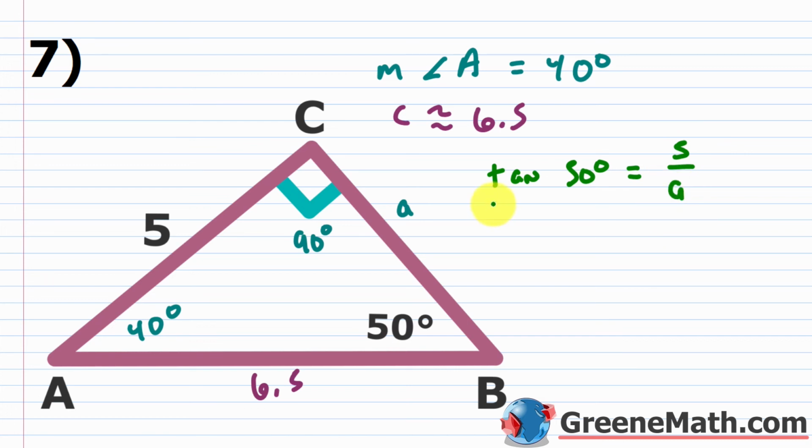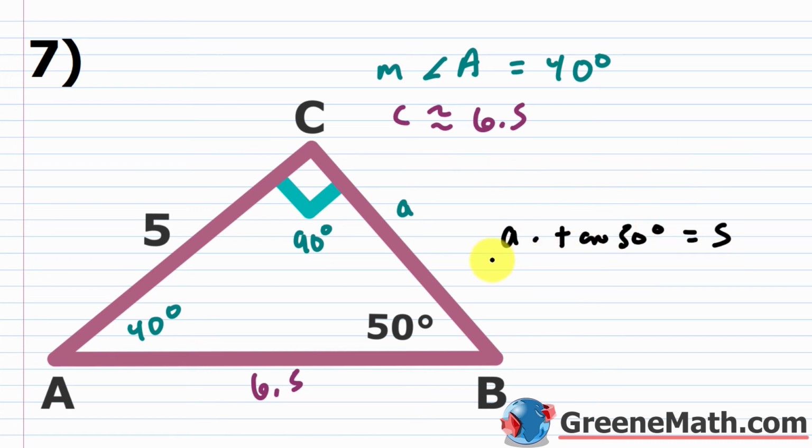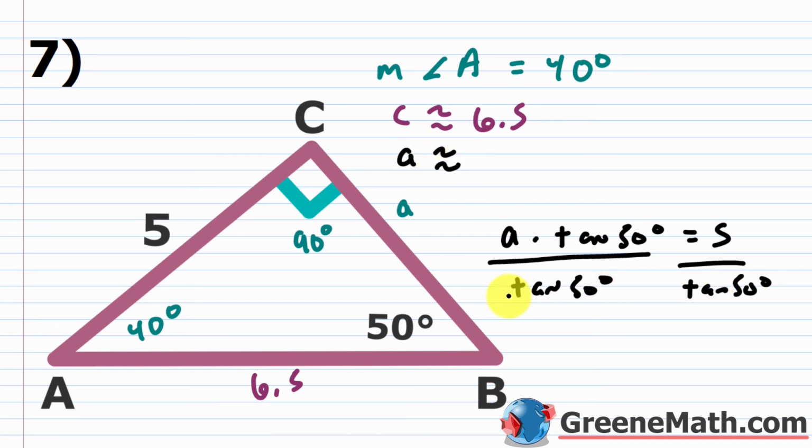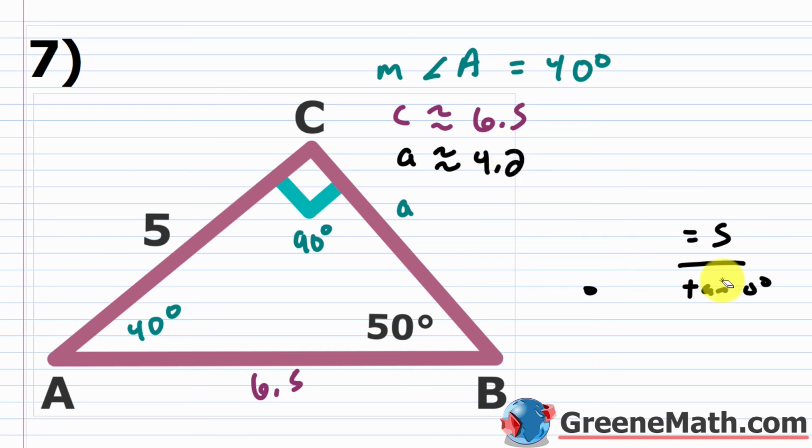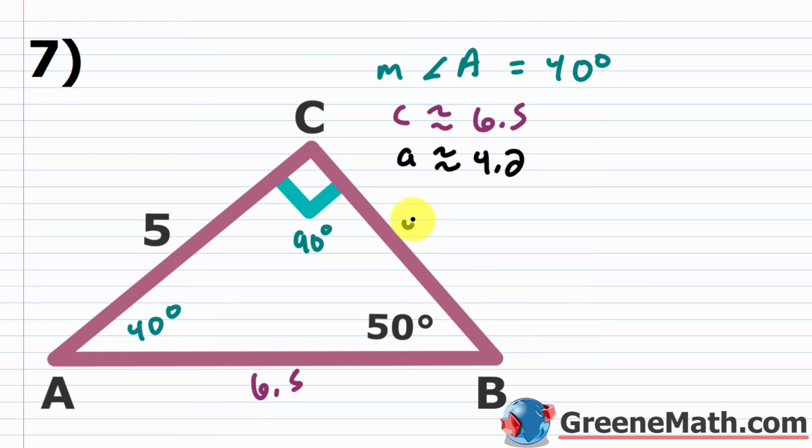You could multiply both sides by A. So let me multiply both sides by A. And that's going to cancel this with this. And so you're going to have that A times the tangent of 50 degrees is equal to 5. You can divide both sides of the equation by the tangent of 50 degrees. And so we'll say that A is approximately, let me show this is canceling. We'll key this into the calculator. 5 divided by the tangent of 50 degrees. And I get about 4.2 if I round to the nearest tenth. So let me get rid of this, and let's put this here as 4.2.